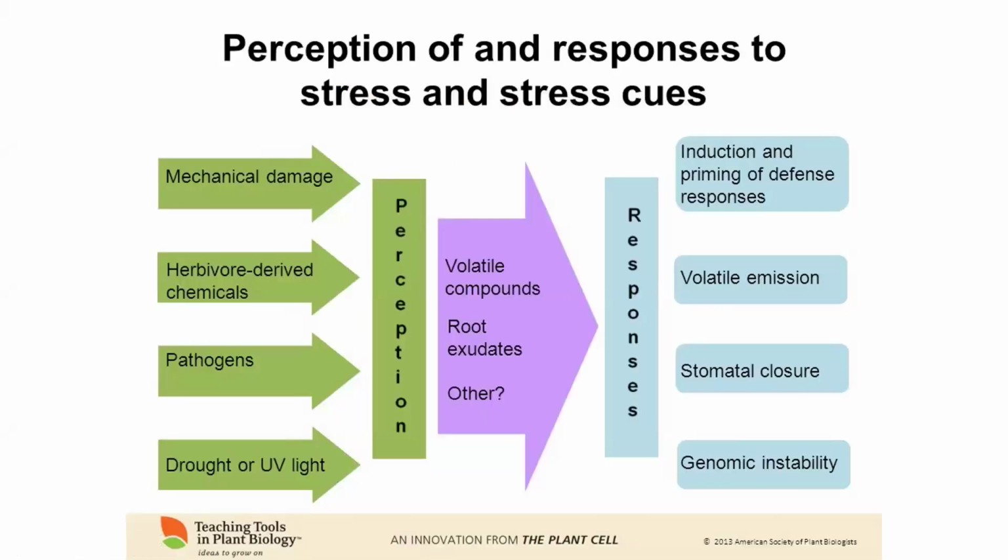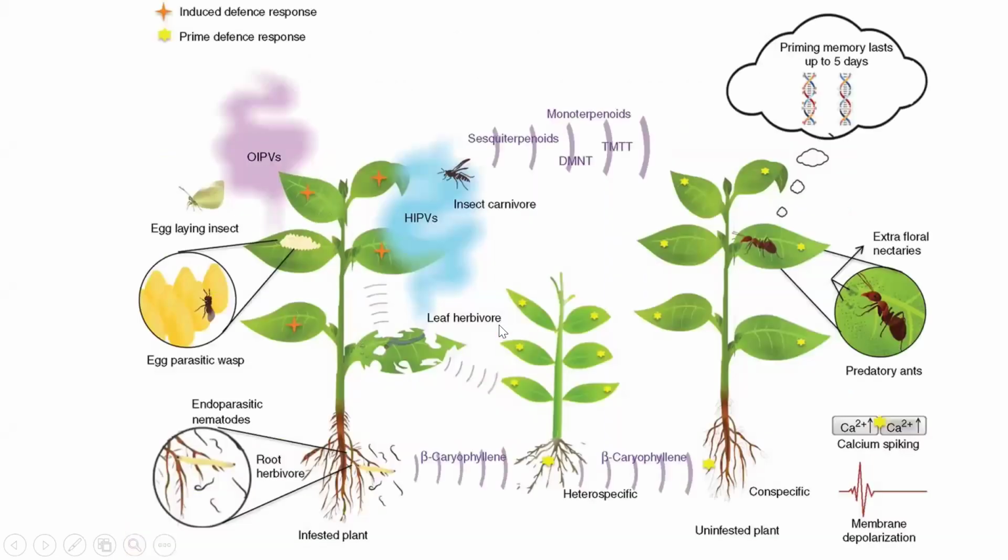A couple of examples before I get you to reflect. Plants also perceive stress. Whether it's mechanical damage or insect attack or diseases or drought, they respond, they perceive those stresses.